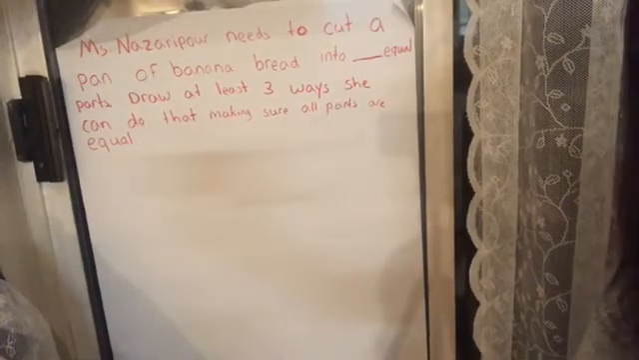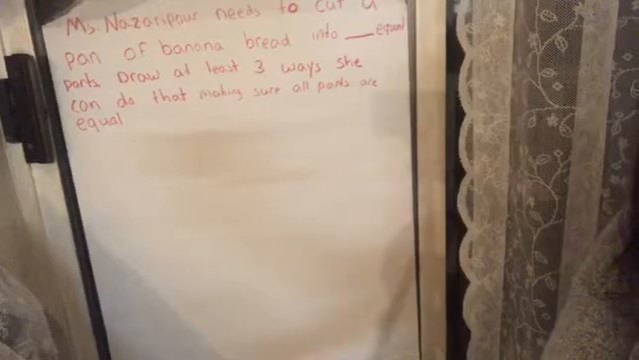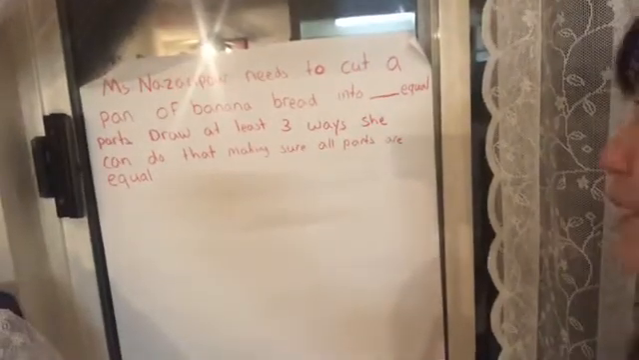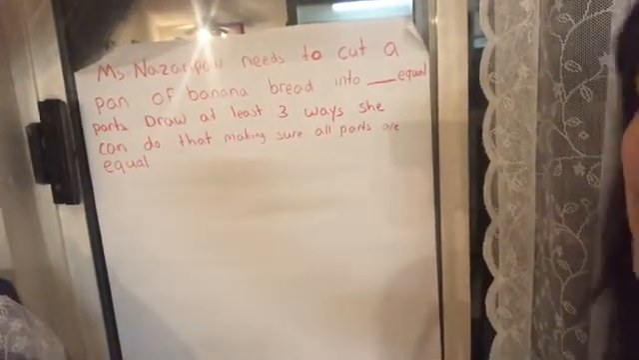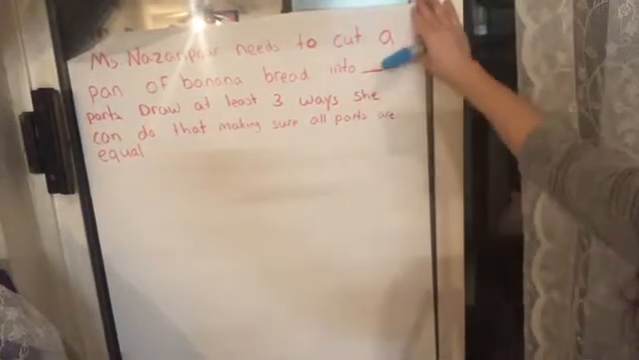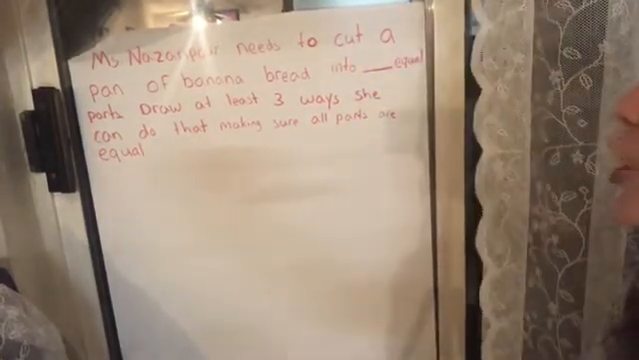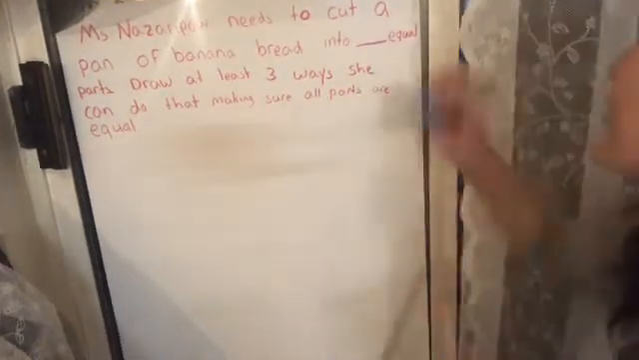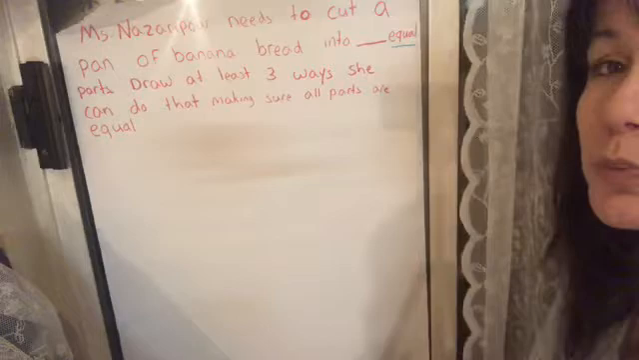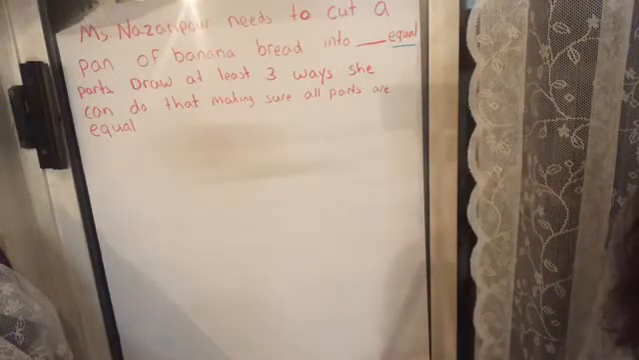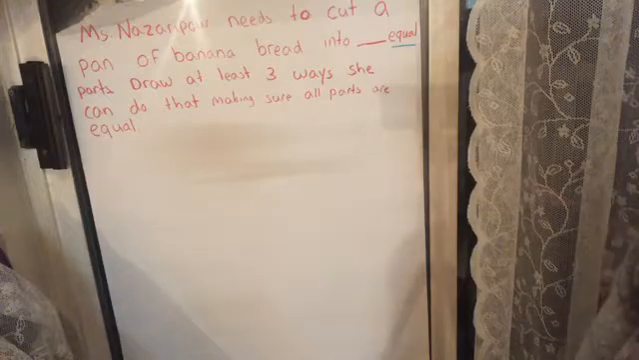So the first thing we're going to do is talk about the things that we learned in this story problem. I learned that I must have made some more banana bread because this time I'm cutting the pan into blank equal parts. We don't know how many parts yet. And I know that the parts are equal. I'm going to go ahead and underline that word because that's a super important word. If I don't make equal parts, then I'm not doing the problem the right way.